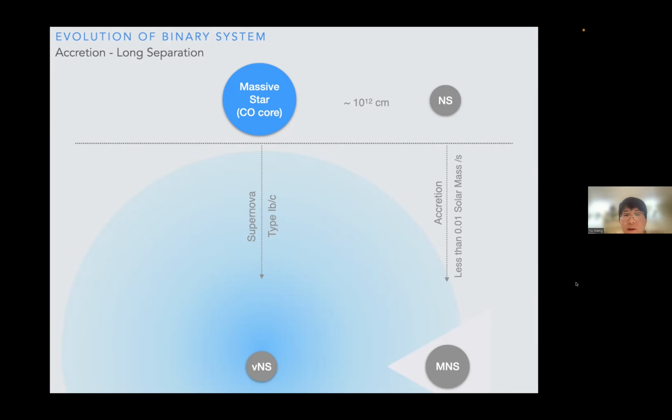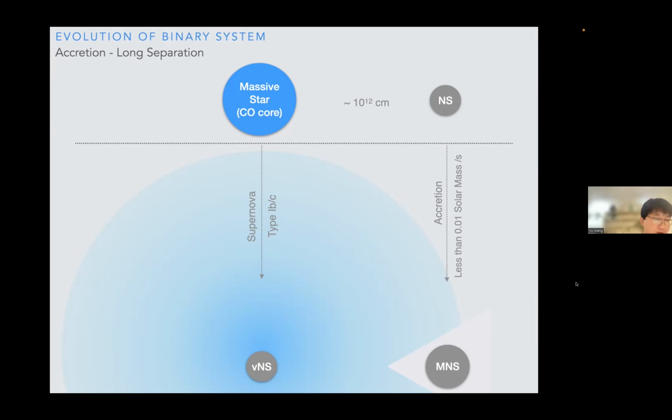With this very large separation, the companion neutron star cannot accrete enough mass to collapse to a black hole. So finally, we have a new neutron star and a massive neutron star.